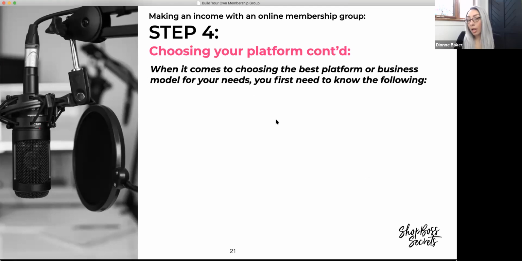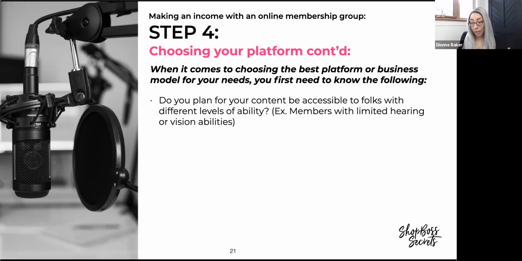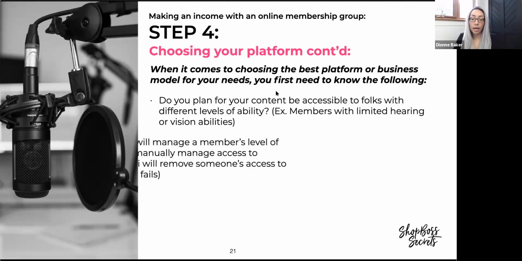When it comes to choosing the best platform for your business model, you first need to know a couple of different things, right? So you need to know, do you plan for your content to be accessible to folks with different levels of ability? Because not all of the platforms do this beautifully. So you'll want to research the platforms where you can add transcription, or the other elements that you need for these differently abled folks to be able to enjoy your content the same way, right?